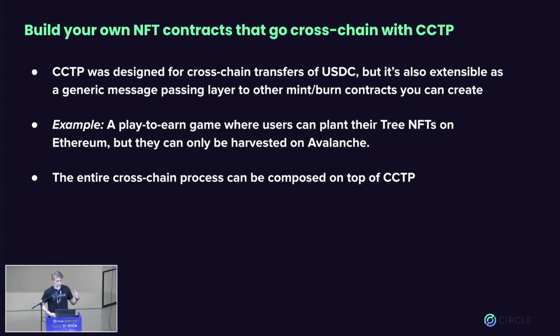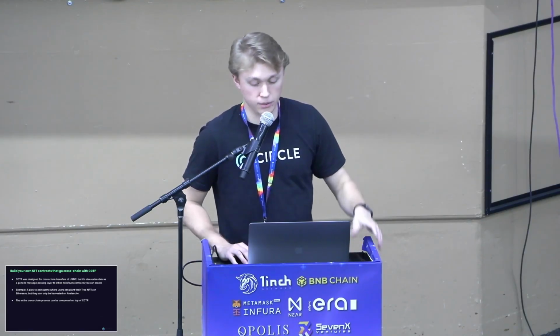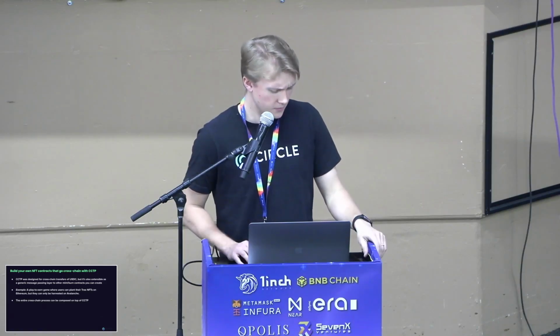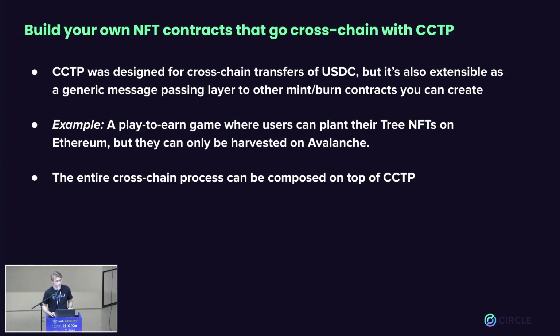So basically, at its core level, before you even bring USDC into it, CCTP is a generic message passing layer. What that means is you can build contracts on top of it, just like we have with USDC, that handle the minting, burning, and bridging of your asset. So in this made-up example, we've got a play-to-earn game where you can plant some tree NFT on Ethereum, but to actually harvest the tree, you have to do something on Avalanche. So you can facilitate this cross-chain process with CCTP.